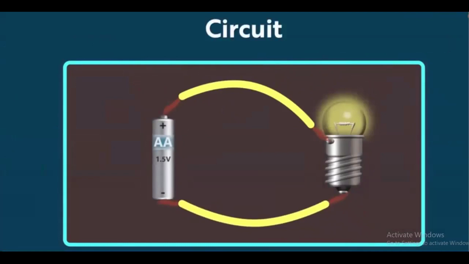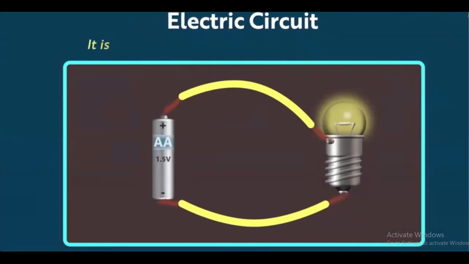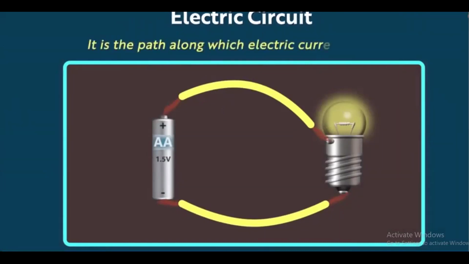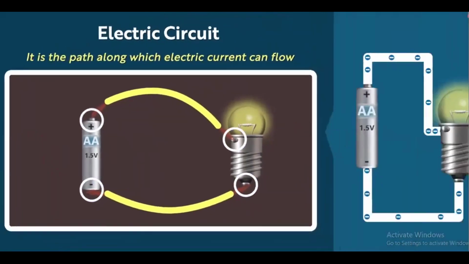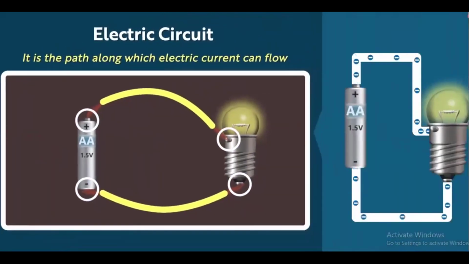In this context, it will be electric circuit. In simple words, it is the path along which an electric current can flow. You can see here that a closed loop is formed. All the terminals of the electric cell and the bulb are occupied. So here the electric current is flowing along a closed path. We say that electric circuit is complete.